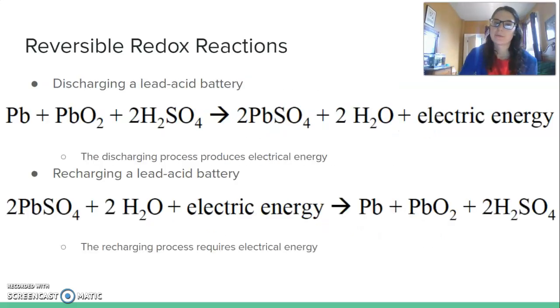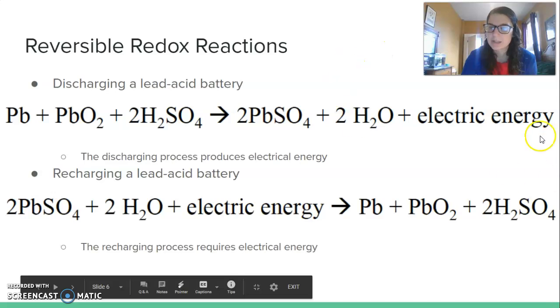We also have reversible redox, or oxidation-reduction, reactions, and this is applicable for batteries especially. When you use your phone during the day or your Chromebook, you're discharging a battery. Maybe it's lead acid, probably not, but same idea, no matter what kind of battery you have, lithium ion or whatever. Discharging your battery produces electrical energy for your device to actually function, so your device is using this energy to power your machine.